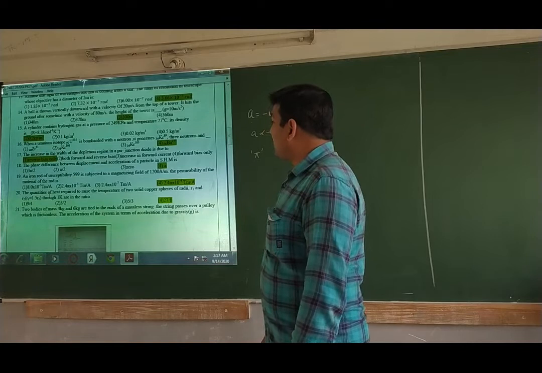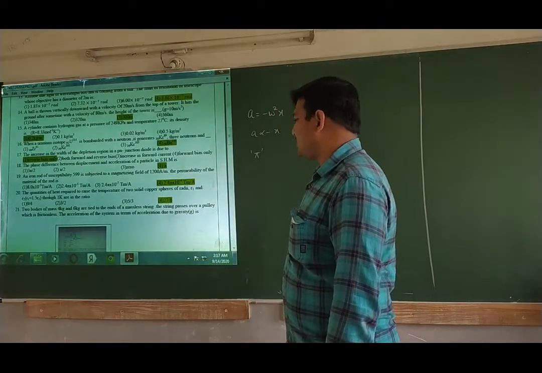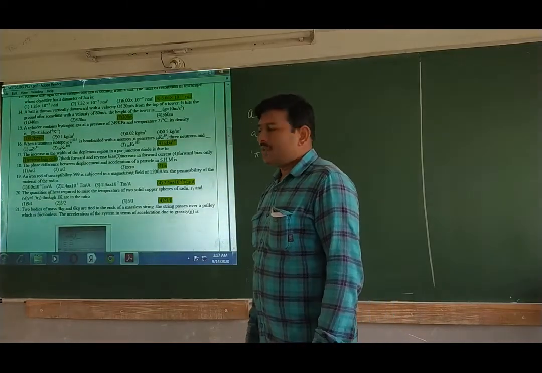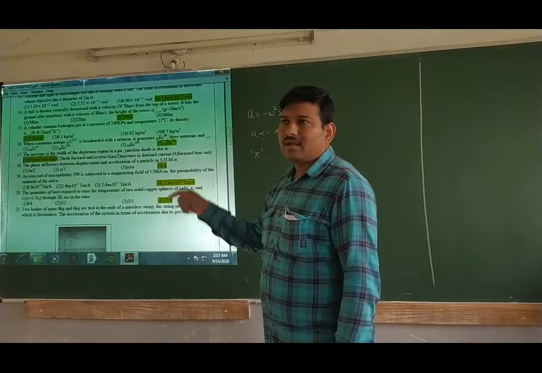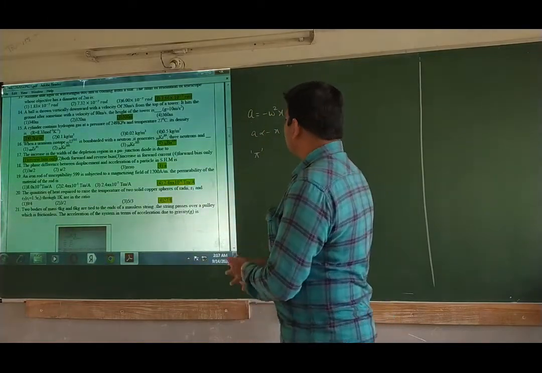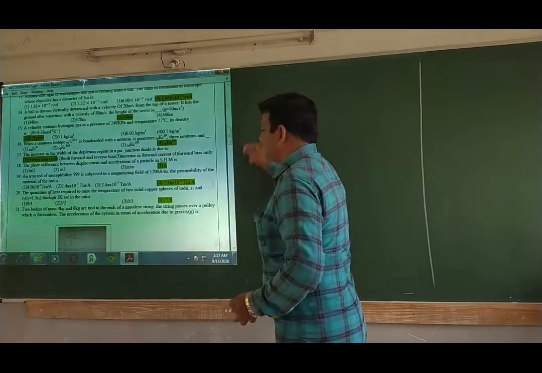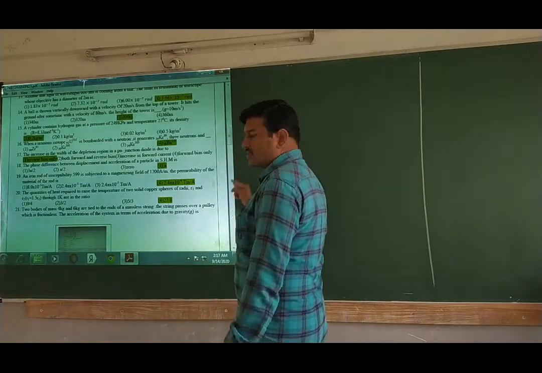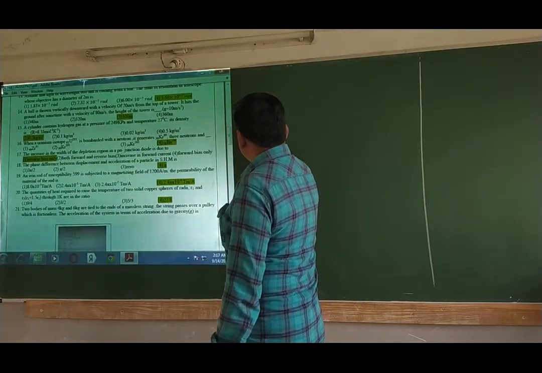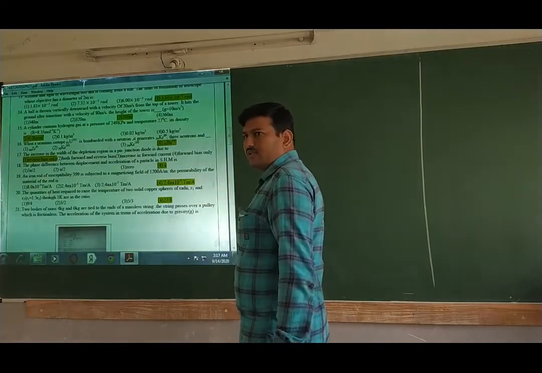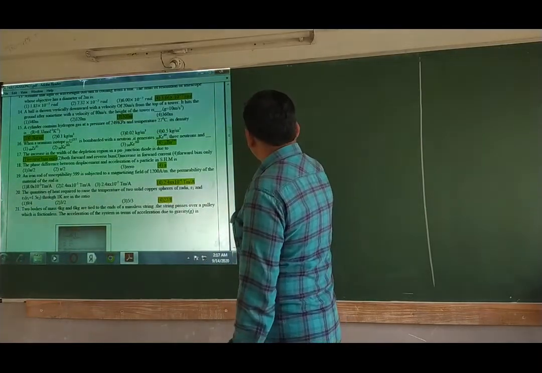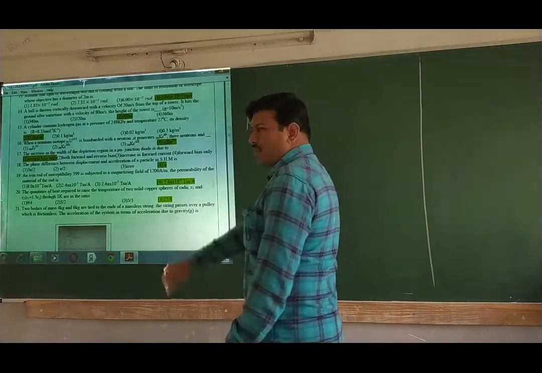meter. The permeability of the material of the rod is, permeability means mu. They have given susceptibility chi. I know how permeability and susceptibility are related. So we know that relative permeability mu r is equal to 1 plus chi. This is the formula we are having.